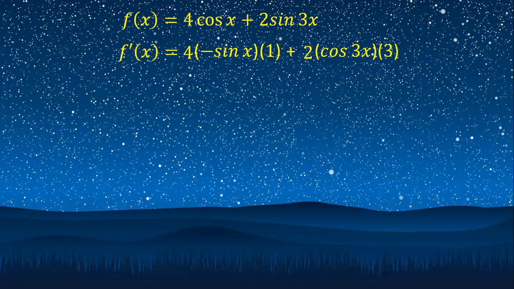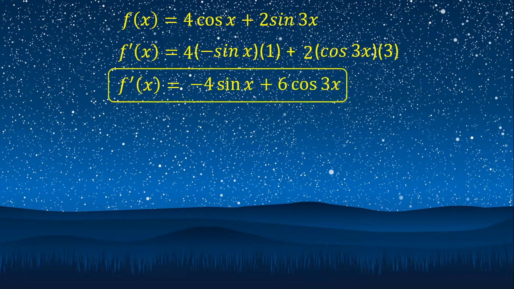Then we will do further simplification. So f'(x) = 4 times negative sine x times 1, that is negative 4 sine x. Then for the second term, we have 2 times cosine 3x times 3, that is plus 6 cosine 3x.